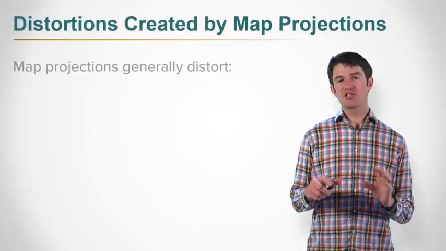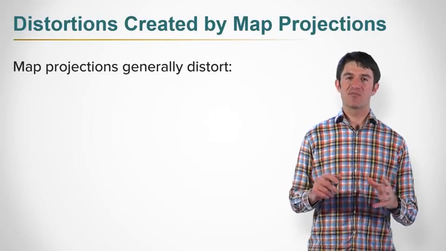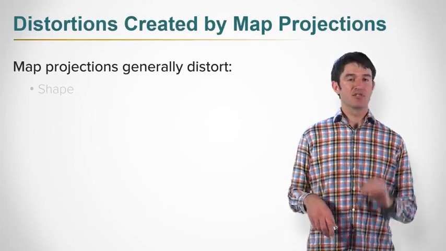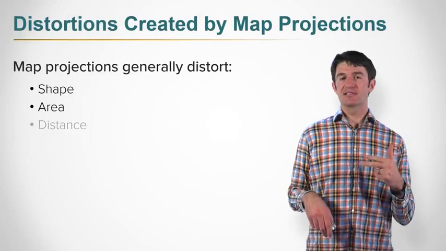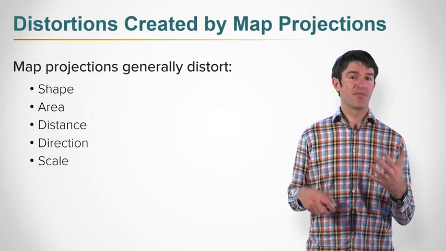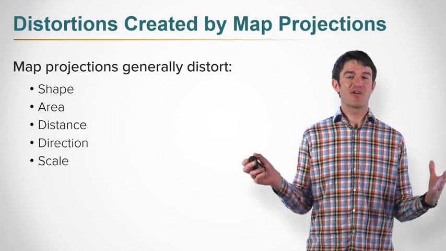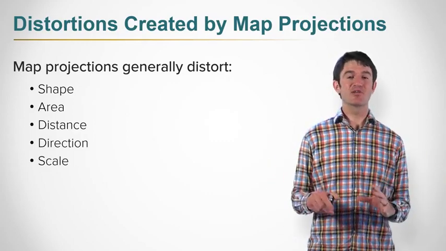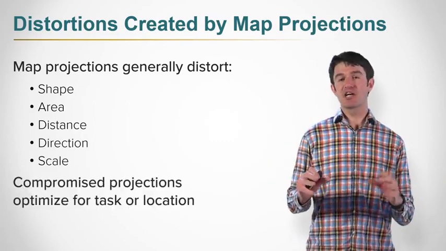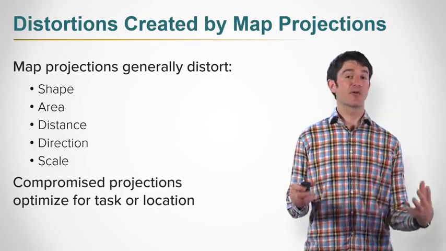In general, map projections distort at least one of these items, and often more: shape, area, distance, direction, and scale. If we had a projection that preserved all of those, we'd use it everywhere. But since it's impossible on a 2D surface, we create compromised projections that optimize for the task or location at hand.